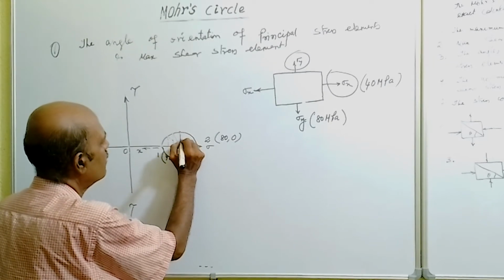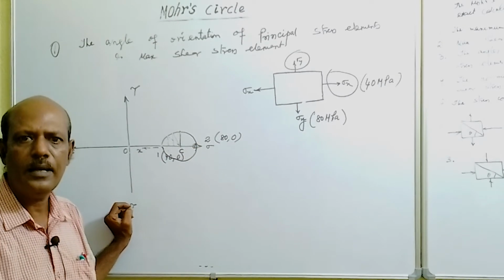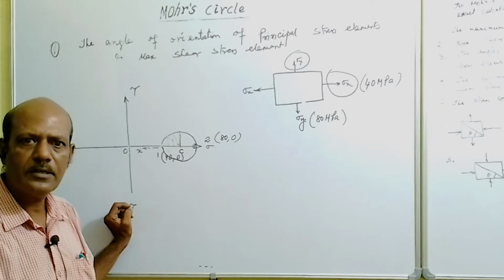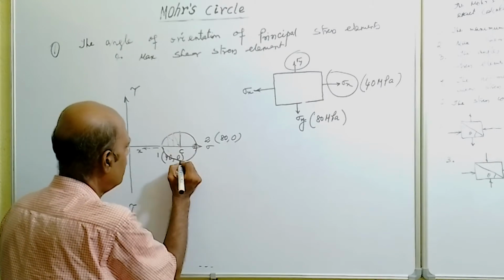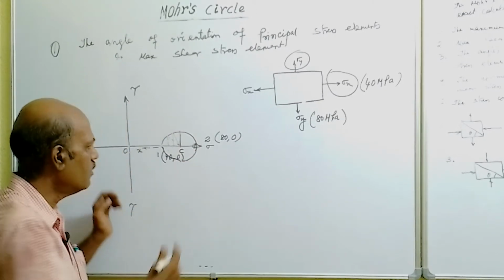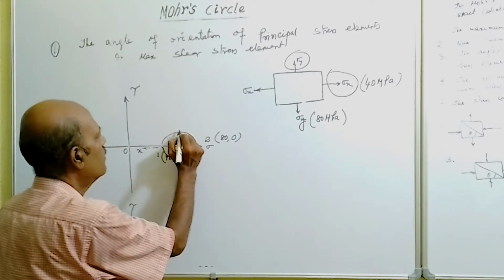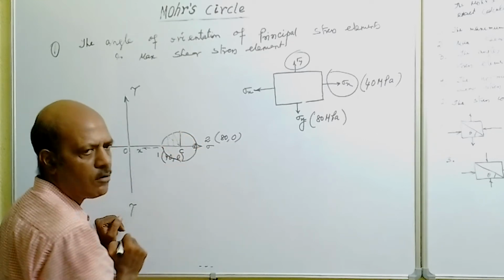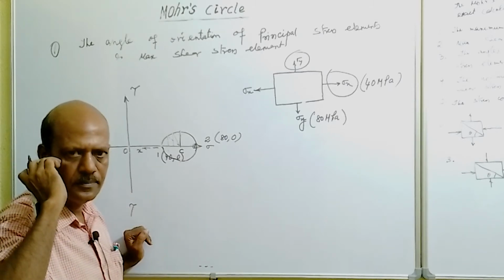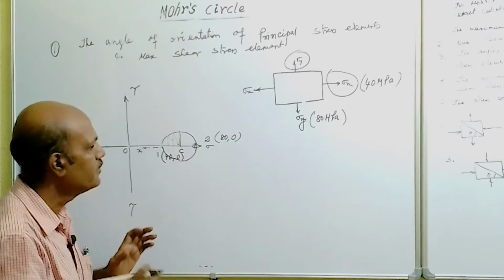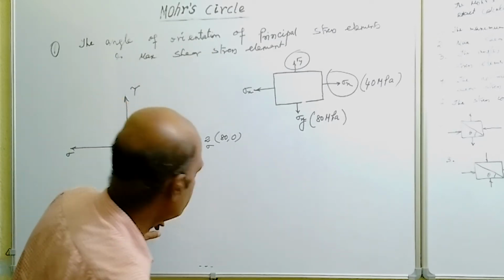So maximum shear stress will be equal to the radius of Mohr circle. By measuring the radius of Mohr circle, we can find the maximum shear stress. So this point indicates tau positive and this point indicates tau negative because it is in the negative direction. Tau positive means anti-clockwise stress and tau negative means clockwise shear stress. Okay. So next we will see the angle of orientation of stresses.